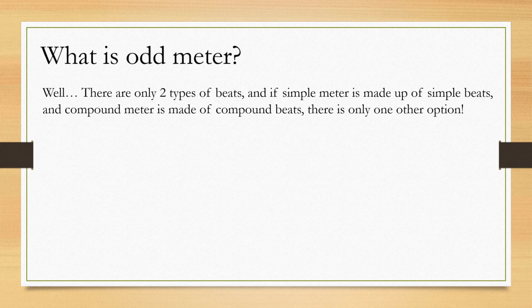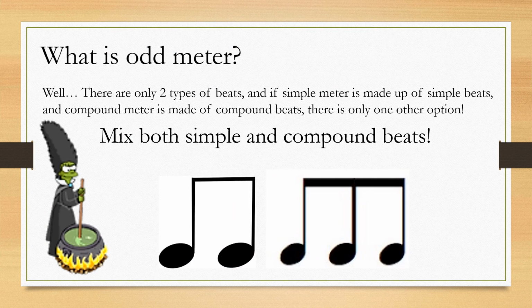When you have all simple beats in a measure of music, we would call that simple meter. When you have all compound beats, you would have compound meter. Now, there are really no other types of metric beats besides that. So, our only other option for a third combination would be to slam those things together, mix them up.